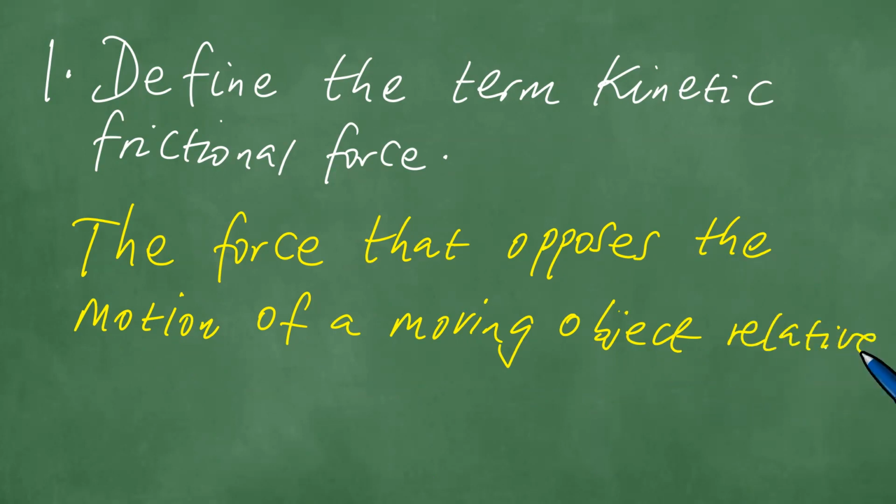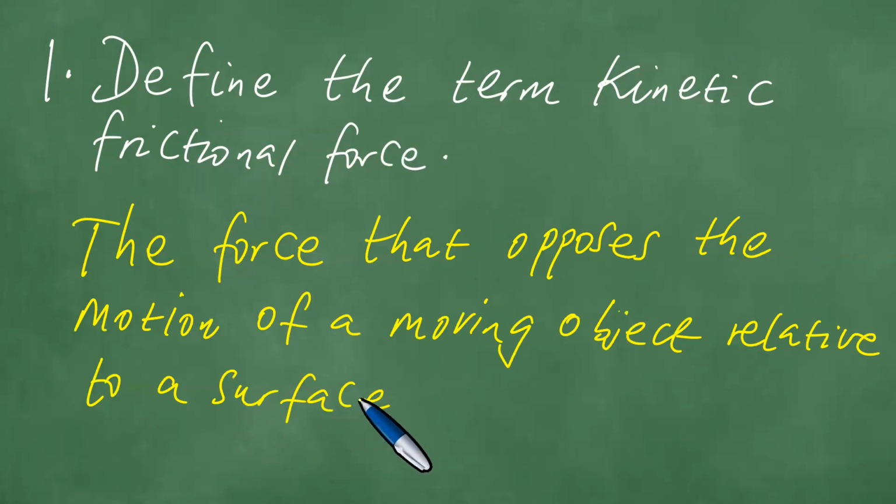Relative to a surface. You see, you are half right because you said it is the force that opposes the motion of an object. So it is the force that opposes the motion of a moving object. It does not only oppose motion, but it opposes motion of a moving object, because there is not only kinetic frictional force, but you also have the static frictional force. So it's very important that you have the keywords like the force that opposes the motion of a moving object relative to a surface. That is called the kinetic friction force. Next question.